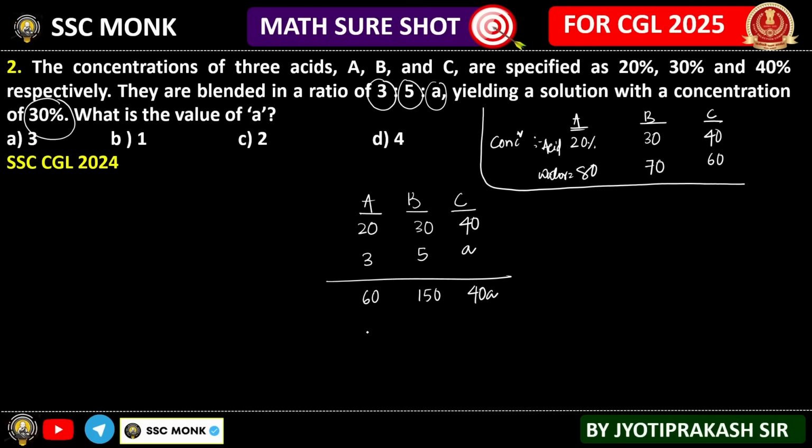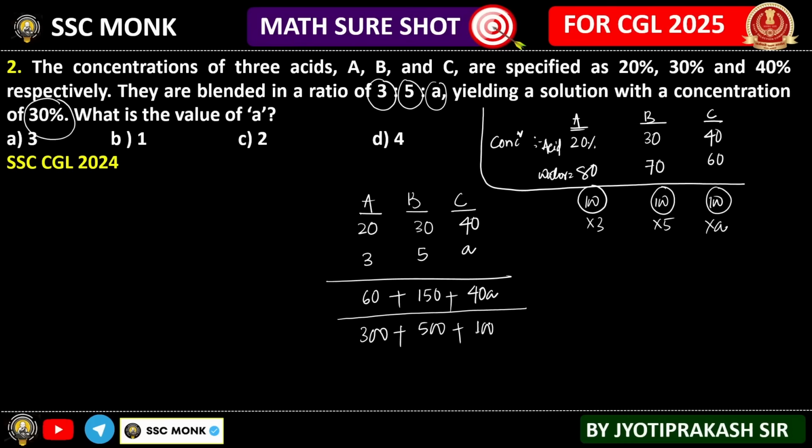Now what happened? The total solution, this is what? Acid. Total solution is what? Sir, here it was 100, here it was 100, here it was 100. So 100, 100, 100. Now 3 part of this came. So 300. Sorry, 5 part of that came. So 500.